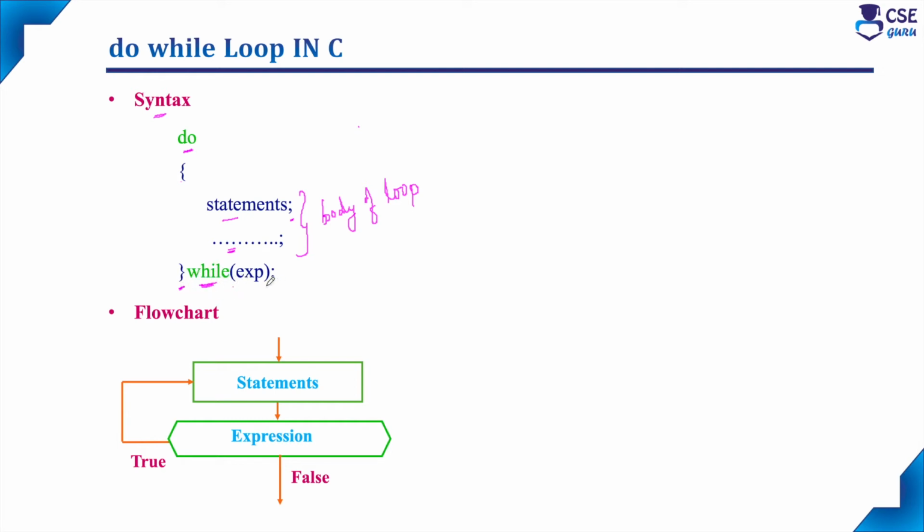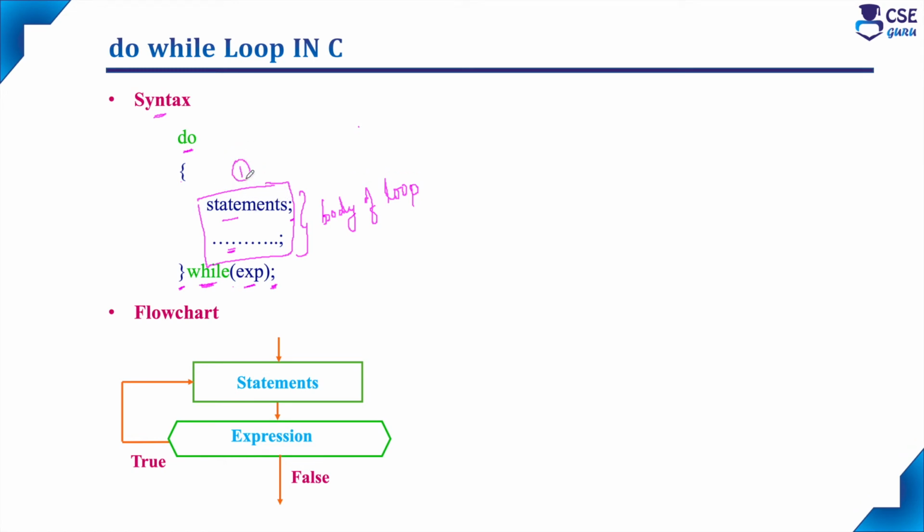And then within this parenthesis, we can specify the loop expression. This is nothing but the condition. And this condition will be checked for every iteration after executing the body of the loop once. And here, this statement has to end with a semicolon. In while loop and for loop, it will not end with a semicolon, but the do while loop will end with a semicolon. In do while loop, this body of the loop, by default, will execute one time.